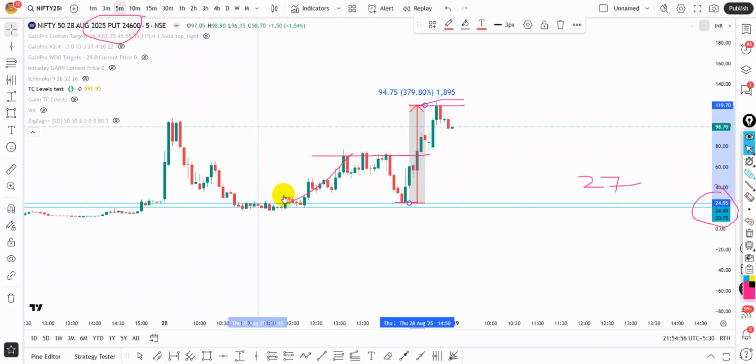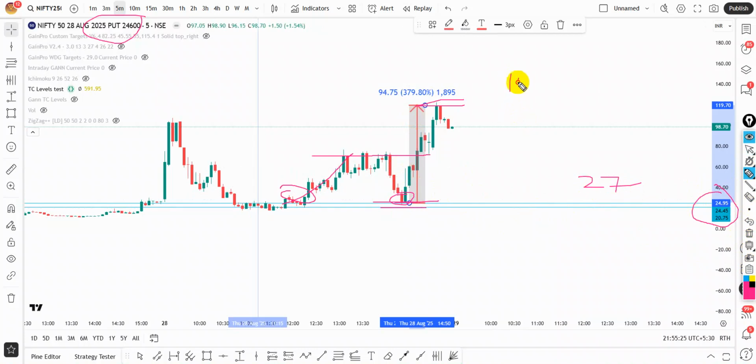One entry is here. The second entry was here again. If it has not crossed below this, you can definitely take a trade. The time at that point was only around 2:20. These types of trades generally happen after 2:30, 3 o'clock, 3:15. If you look at the entire movement, it happened only after 2:30. It made a decent move, 100 points.